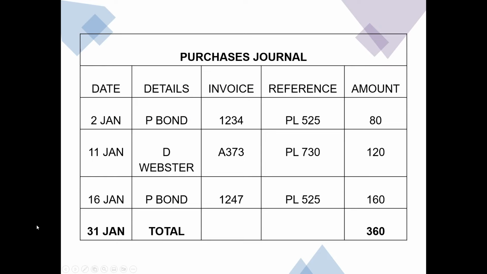So this is an example of a purchases journal, so it looks very much the same as the sales journal. We've got the date going down there, details of the supplier, in this case only two different ones, P Bond and D Webster. The invoice numbers, which in this case are not going to be sequential. Remember that this is purchases, so these are invoices coming from suppliers. And again, we've got a reference here which would refer to their account number within the purchase ledger. And then the bit that we're interested in here, the amount. So if you remember, we're going to be debiting purchases with this entire 360 and crediting the individual supplier accounts. I'm going to show you how that's done now.